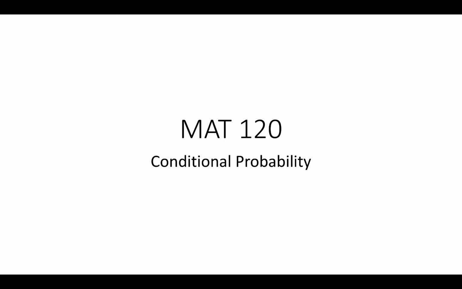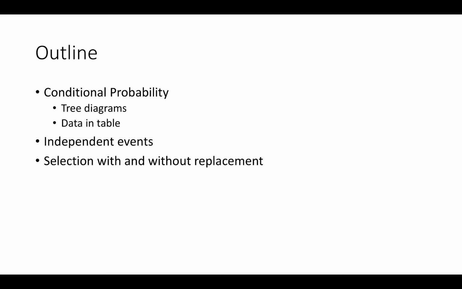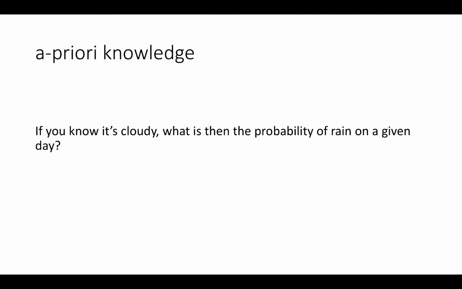Conditional probability. Here's an outline. We'll define conditional probability. We'll look at a couple of tools for determining and depicting them. We have data in tables and tree diagrams. That's also going to give rise to another concept known as independence. And this can occur when we have selection with and without replacement, and we'll look at some examples.